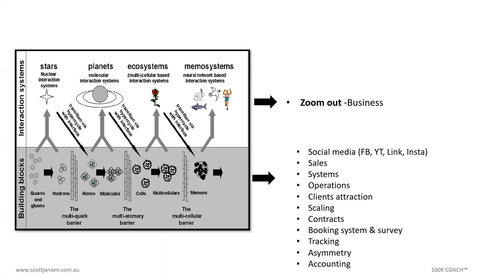So the better we get at creating health amongst the smaller parts of the business, when we zoom right out, we can see as a whole that we have a very successful business. So you are going to learn to be a master in social media, Facebook, YouTube, LinkedIn and Instagram, sales, systems, operations, client attraction, scaling, contracts, booking systems and surveys, tracking, asymmetry, accounting, and a hell of a lot more stuff.